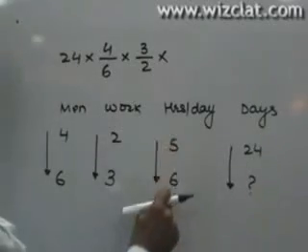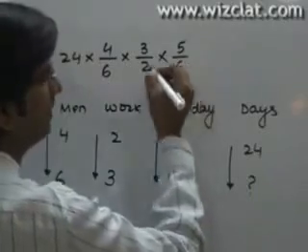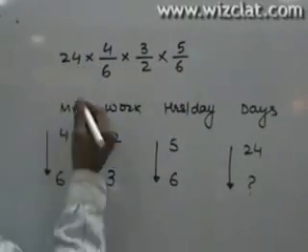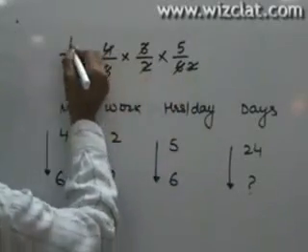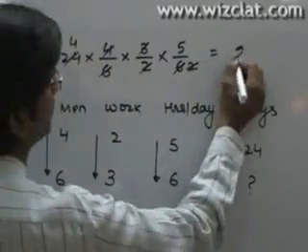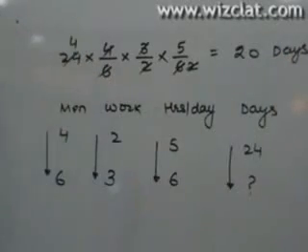More hours per day, number of days required will be less. So we'll say 5 divided by 6. When we try to solve this equation, 3 2s are 6, 2 4s are 8, 6 4s are 24, and 5 4s are 20. So the total number of days required are how many? 20. So this is a simple example of the methods that we adopted here.